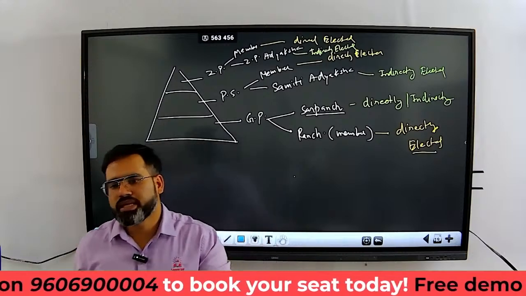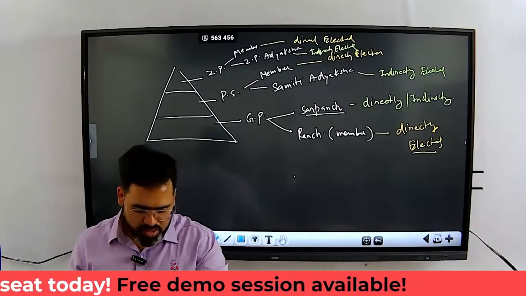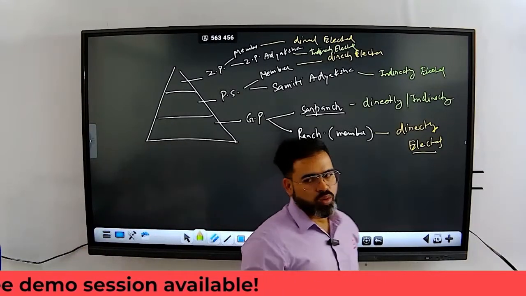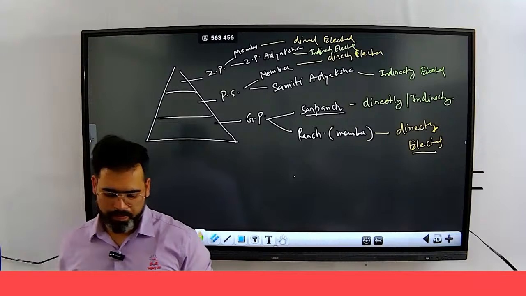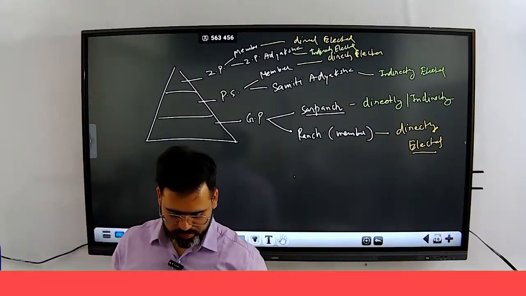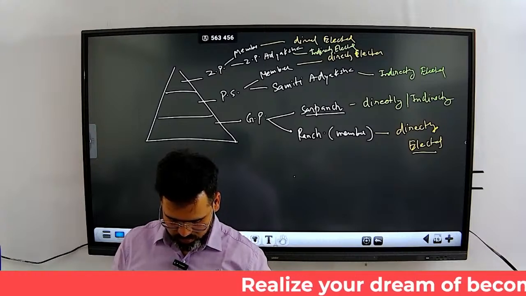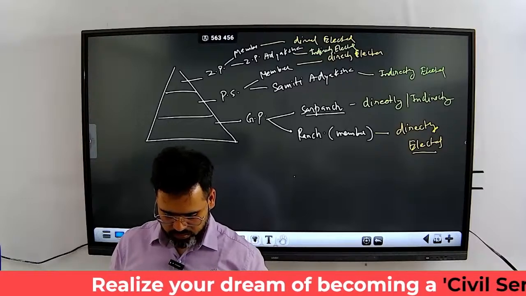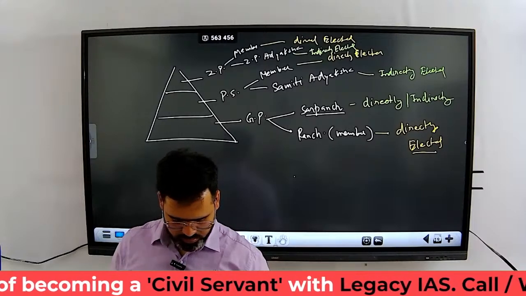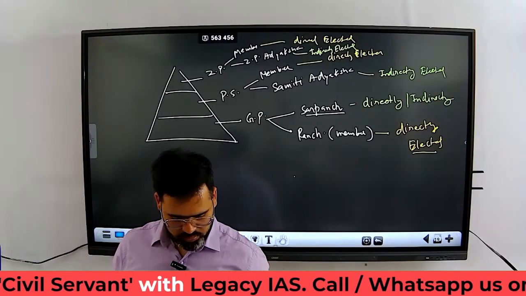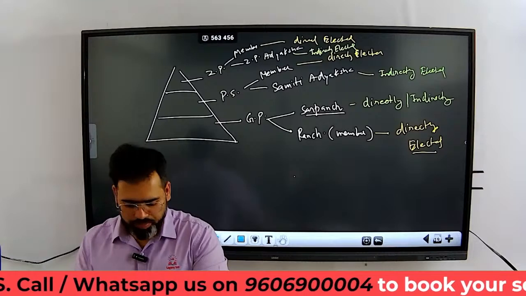One more voluntary provision is there. State legislature can give reservation to the backward class. This is voluntary. So the state legislature will decide on the reservation of backward class. That is a voluntary provision.